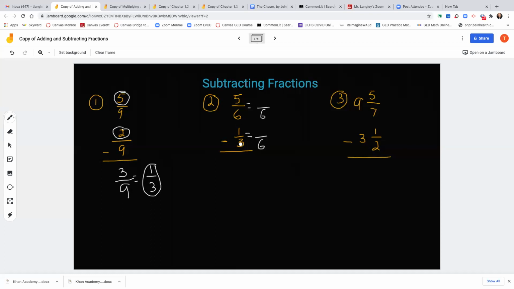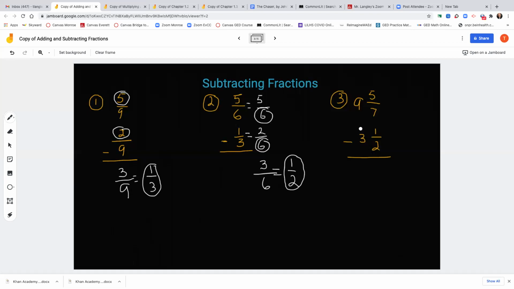And 3 times 2 is 6, so this becomes a 2. 6 times 1 is 6, so 5 times 1 is 5. Now I'm going to bring down my denominator because it's the same here now. I've got the same denominator here, and I'm going to subtract my numerators. 2 from 5 is 3. Look at this. That needs to be reduced because 3 goes into both of those, so that becomes 1/2. Okay, so that's my reduced final answer to that problem. All right.